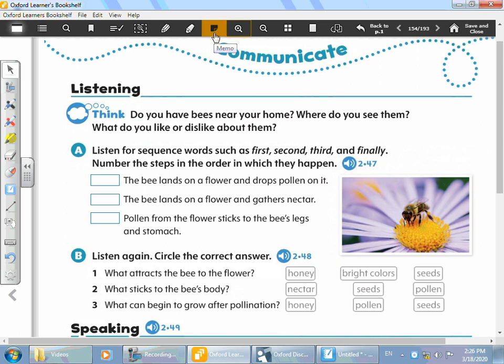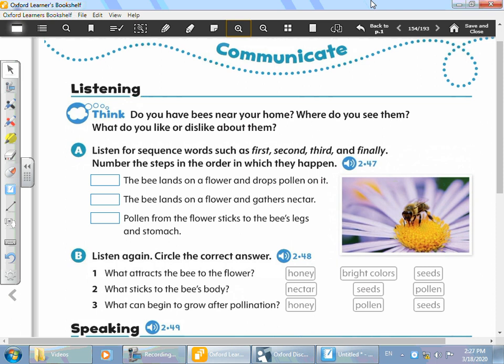Do you have bees near your home? Of course we do. Everyone has bees. Where do you see them? Excellent. In the gardens. Very good. What do you like or dislike about them? Excellent. You like that it's colorful? And what do you dislike about them? That it stings you. Yes, it stings you and it hurts.